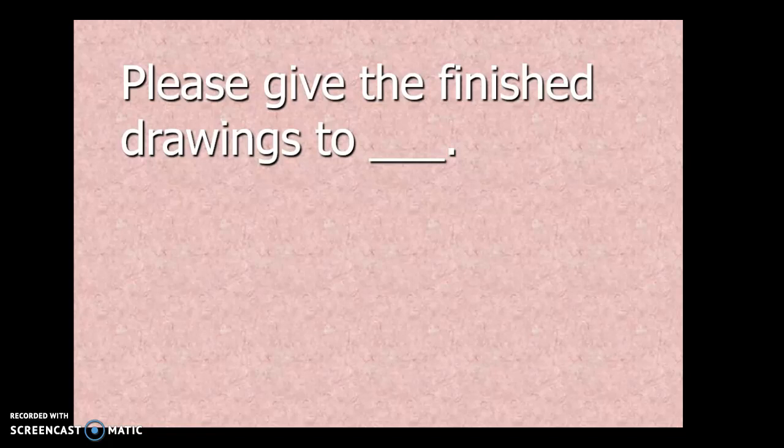Okay, here's another one. Please give the finished drawings to. Now, to is a preposition, right? And we know if we have a prepositional phrase, we have to use objective case pronouns. But let's just test it by itself. Please give the finished drawings to me, or please give the finished drawings to I. Which would you say?